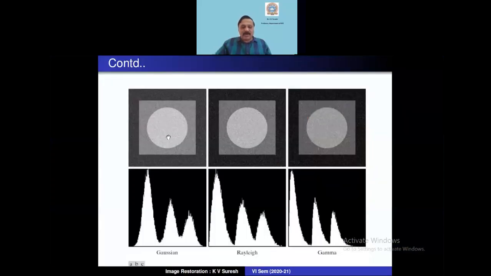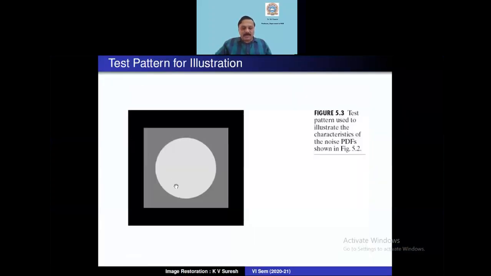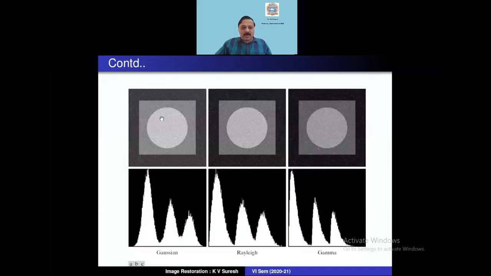So what I had to learn from this experimentation is, if I want to know what type of noise is corrupting the image, go to such a smooth region. Okay, in the image, this is a test pattern. You cannot expect real images to be like this. Definitely real images will have a lot of variation.